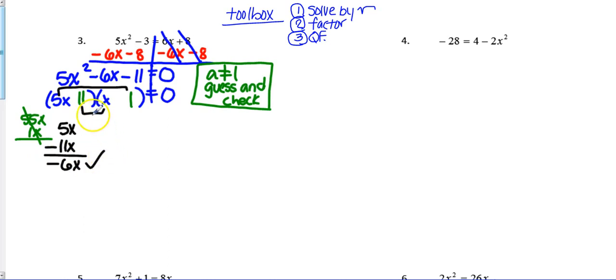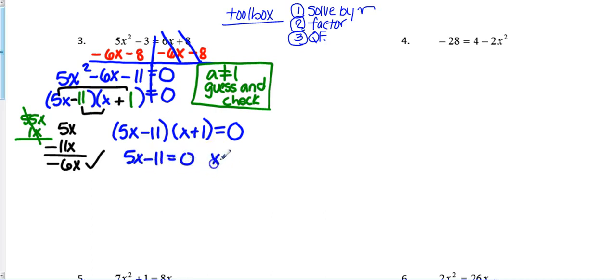So we ask ourselves, which got us the 11? Well, it's kind of more obvious here. So 11 needs to be negative. 1 will be positive. So I have successfully factored that. If you're able to see it there, no problem. If you want to rewrite it, it's 5x minus 11 times x plus 1 equals 0. Now that it's factored, we take each factor, set it equal to 0, and solve.